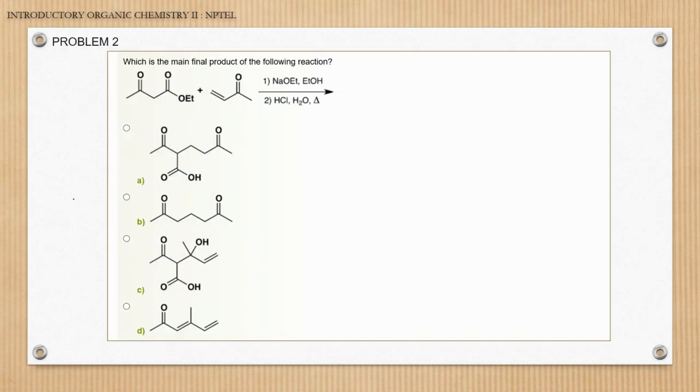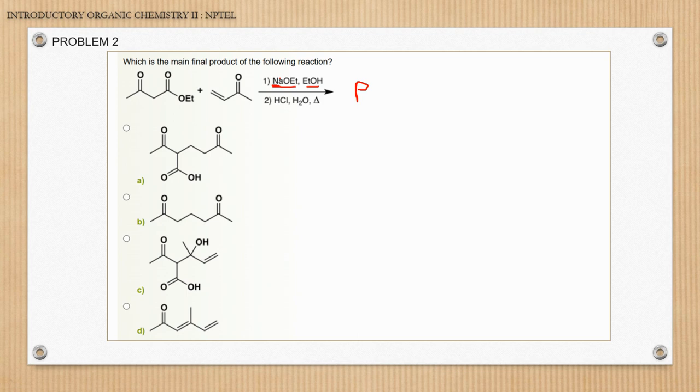In question number 2, they are asking which is the main final product of the following reaction. So this is the reaction and you have to find out the product. What will happen when the first and second conditions react with your starting materials? Here you will have sodium ethoxide and ethanol. So what is sodium ethoxide, acid or base? Base. So what will a base do?